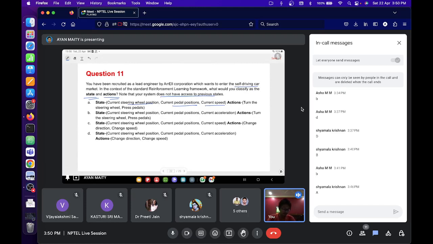And what should be the actions? So action should contain turning the steering wheel, so this is a basic action, and pressing pedals. So these are the actions that the agent can take, that it can turn the steering wheel, and it can press the different pedals. By taking those actions it changes the state and also gets some reward from the environment. So these are the states and actions. Option A is the correct answer.